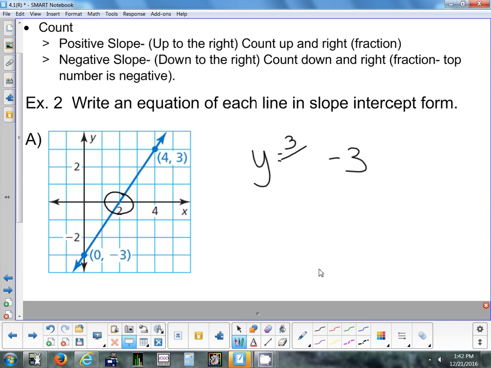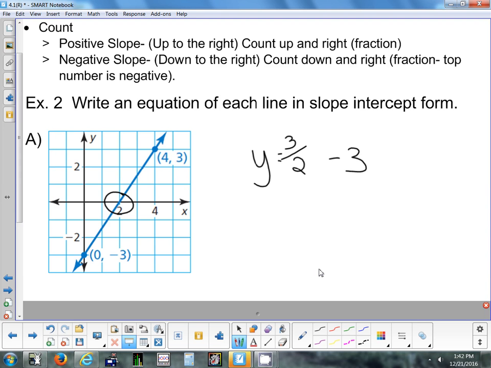So I went up 3. Jordy, how many did I go to the right? 2. So that means my top number, my bottom number. Bottom number. Very good, Jordy. Jordy, anything else I need to include in that equation on the line? Everything's good. Not missing anything.